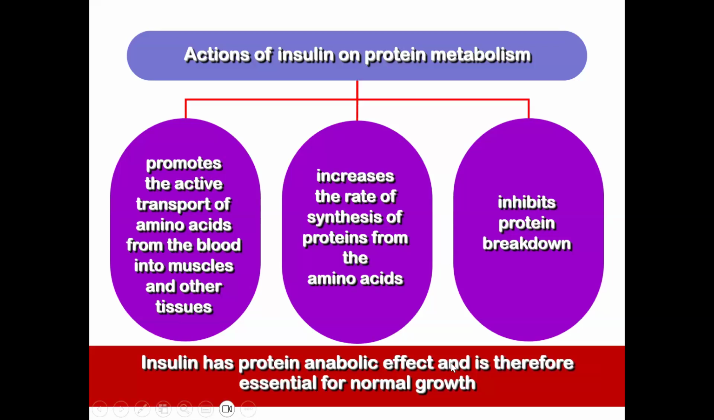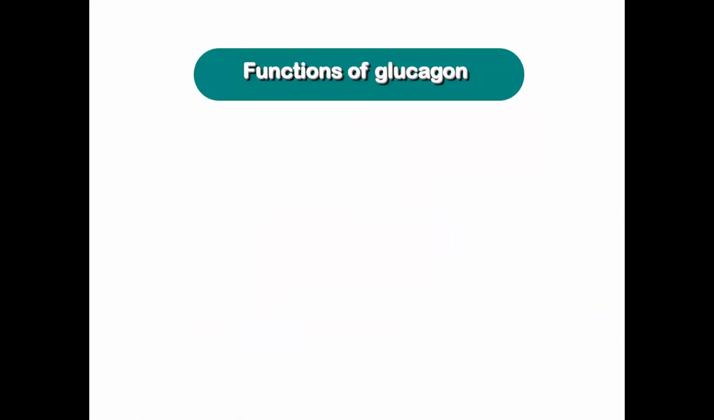So insulin has a protein anabolic effect, and it is essential for normal growth. The growth process involves protein synthesis, and insulin has an anabolic effect. It increases the protein synthesis, so it has a role, and it is essential for normal growth. So those were the functions of the insulin. Now we move to the functions of the glucagon, which are opposite to those of the insulin.